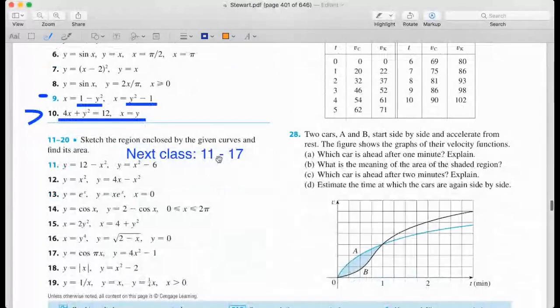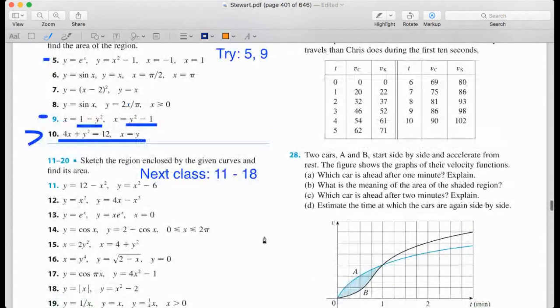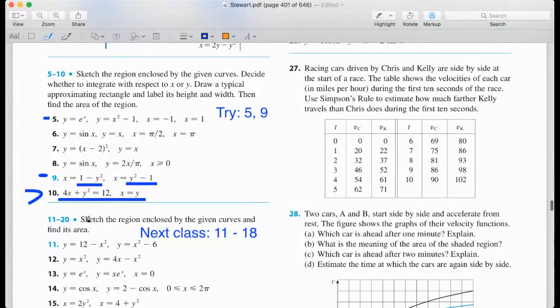So I'll leave 11 to 17. Maybe 11 to 18. 18 involves absolute value. Okay, I'll leave this couple for next class. So for now, I'll try 10. In 10, we're constrained, we have to cut along the y-axis, right? Because the first equation, we may not write y as a function in terms of x, but we can write x as a function in terms of y.